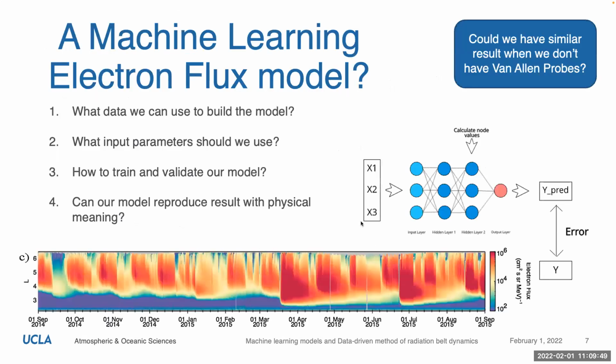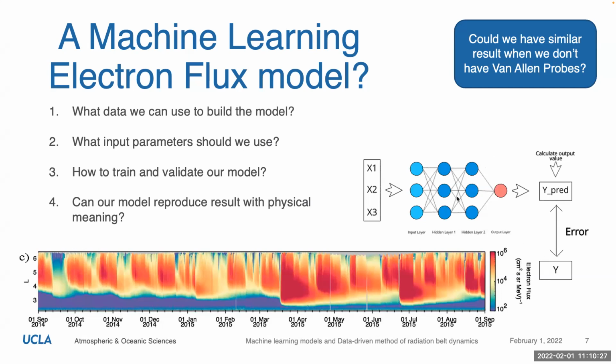So the first product of our research is a machine learning model of electron flux. Since the number of satellites is exploding nowadays, with tons of satellite measurements, we can easily create machine learning models. And we want a model that could produce results similar to those measured by one probe when we don't have satellites. In this study, we just use a simple fully connected neural network, which successfully achieved this goal.